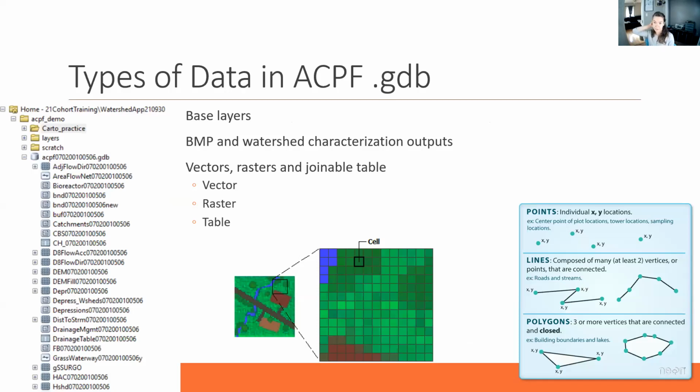So getting into what data we're working with in ACPF, and moving away from those cartographic concepts I've been discussing and applying it to ACPF. The types of data we're working with are vectors, which are points, lines, and polygons. And then we're also working with raster layers.